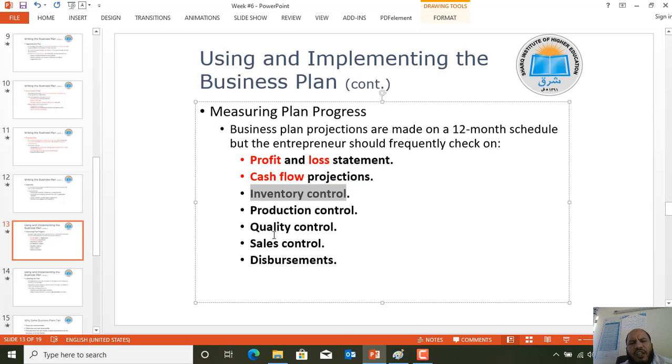A second important thing is that the entrepreneur should control the inventory of the business. It is also one of the important monitoring and using systems that he or she should have information from the inventory of the business. Also he should have control over the production of the business, the quality control, the sales control, and the disbursement. All of these are important sources that entrepreneurs should check while they are developing the business plan for their company.